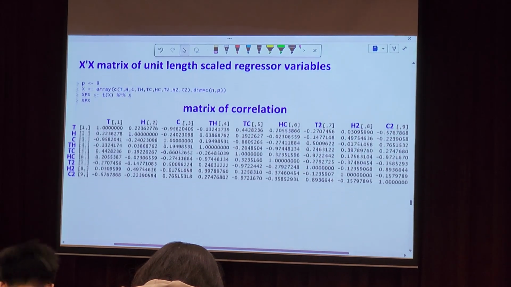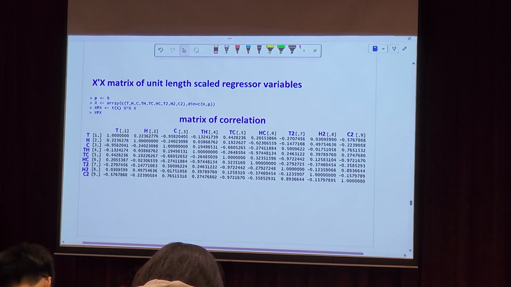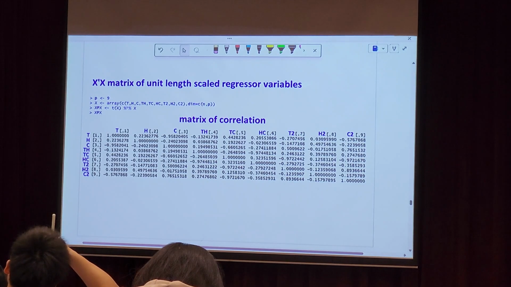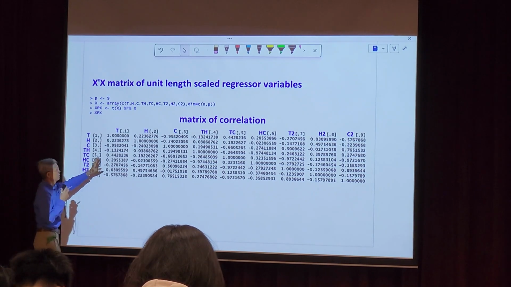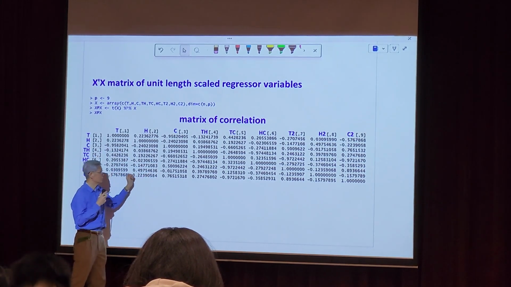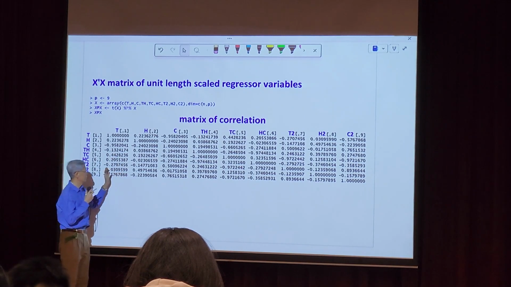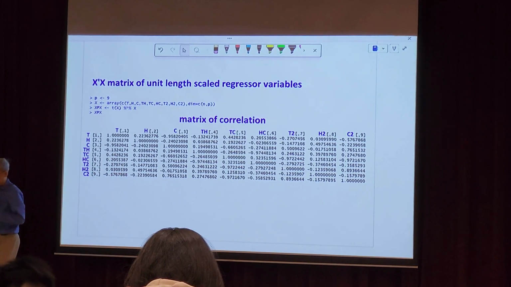So if you read the book, you can actually check it with your R program. Yeah? And you can also find the X prime X matrix of the unit length scale variables. The X prime X will be a matrix of correlation. So you can study which is correlated with which one.